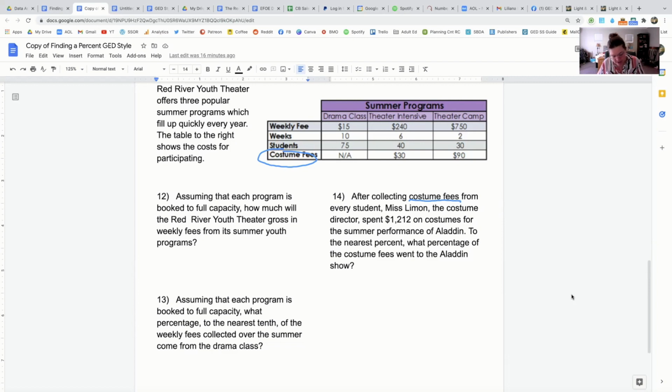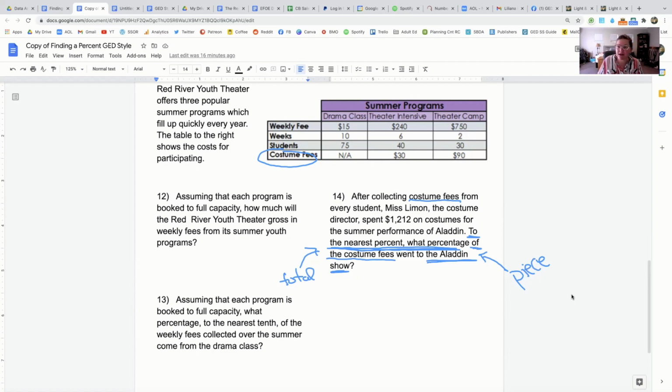To the nearest percent, okay, they're asking us to find a percent. To the nearest percent, what percentage? Now look at that language again. Of the costume fees, this is the total we're looking at, went to the Aladdin show. There's the piece we're asking about. And we want to know what percent this piece is of the total costume fees this time.